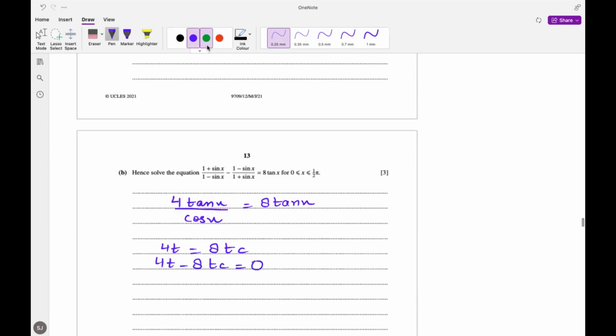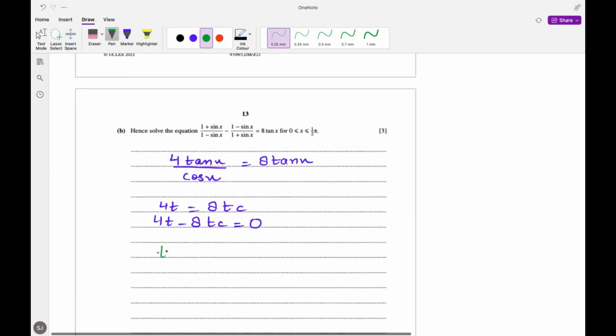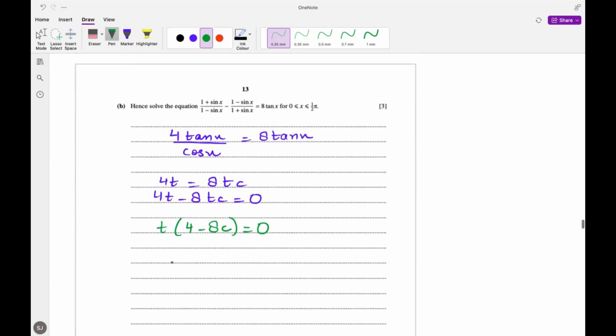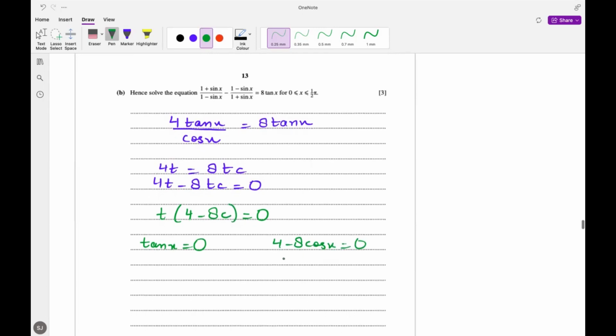Now, one very important thing to note is that students tend to cancel the tan over here, which will result in a loss of a value. So we'll first factorize and then solve to find the values of x. Taking tan common, this will become 4 minus 8 cos x equals 0. So one of the values will be tan x equals 0, and the other will be 4 minus 8 cos x equals 0. So cos x will become equal to 1 upon 2.